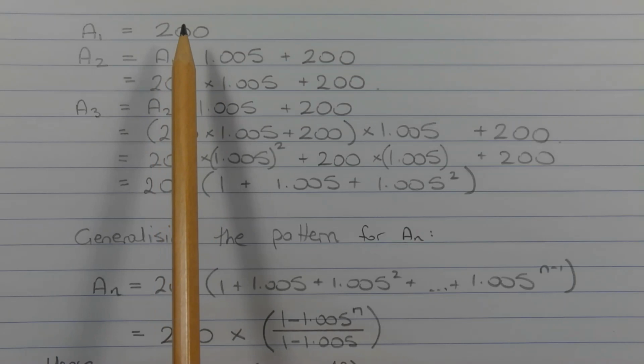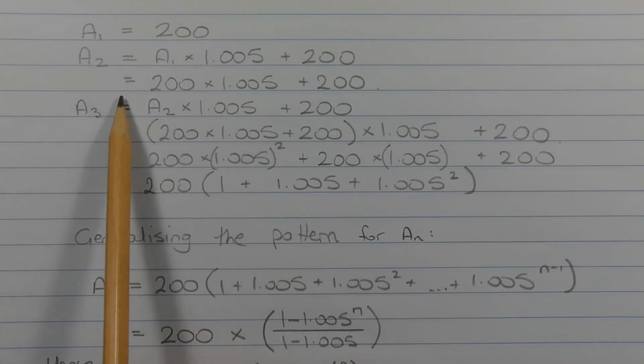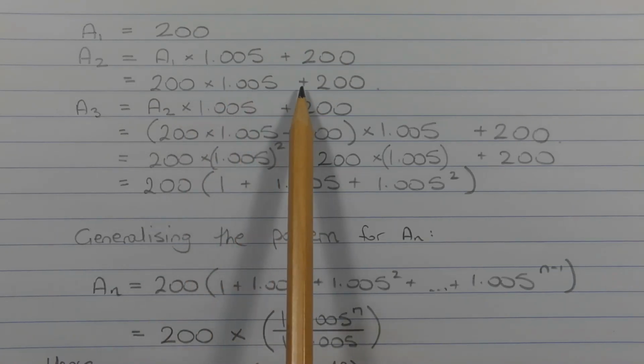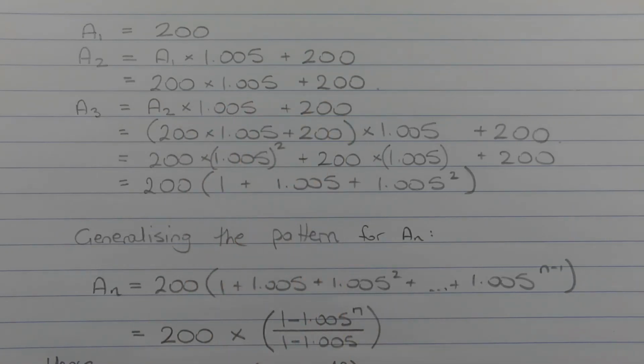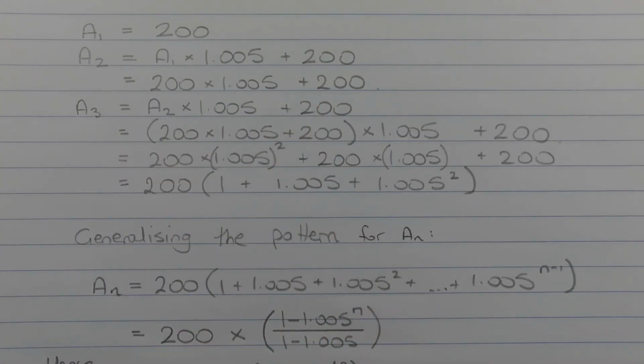Now A_1 is 200, so substituting 200 for A_1, we get A_2 is equal to 200 times 1.005 plus 200. Notice that this is not evaluated. It's left in this form for good reason, and that's so that eventually we can generalize an expression for A_n.